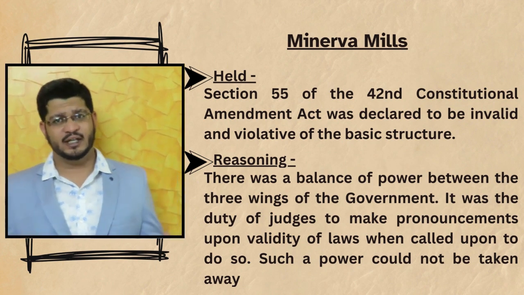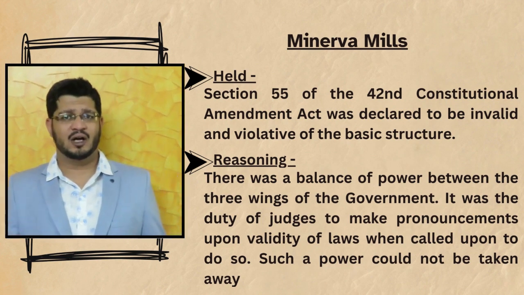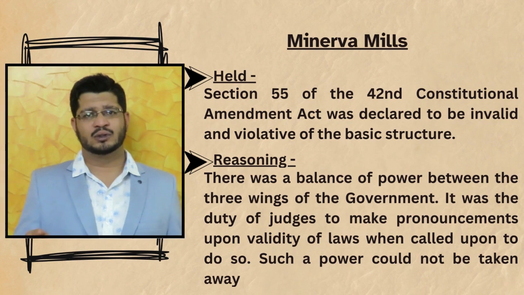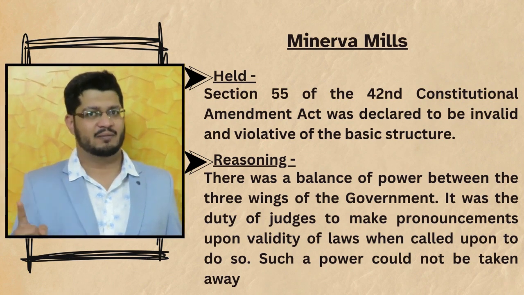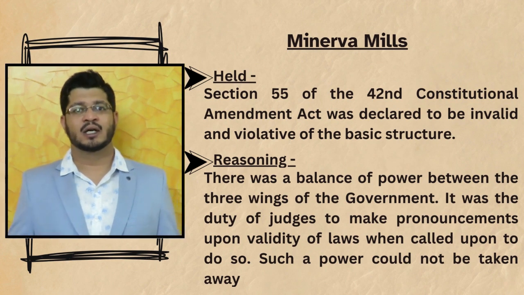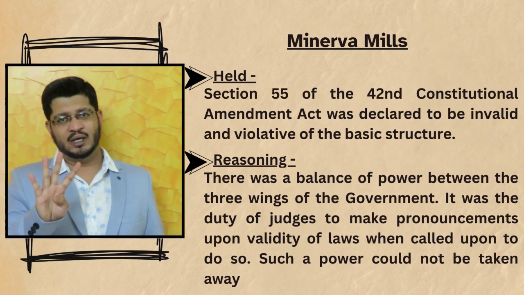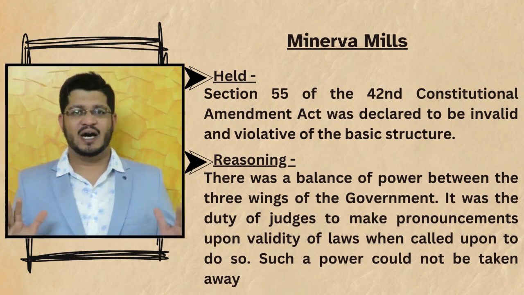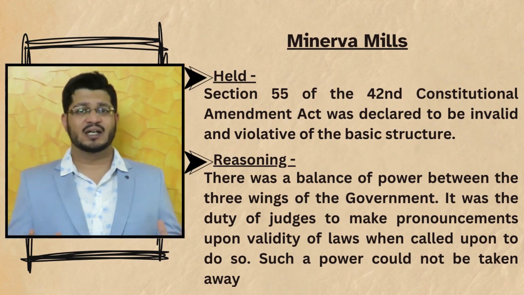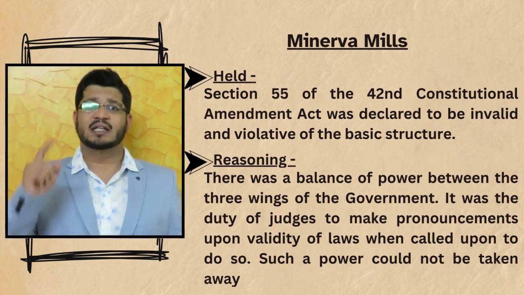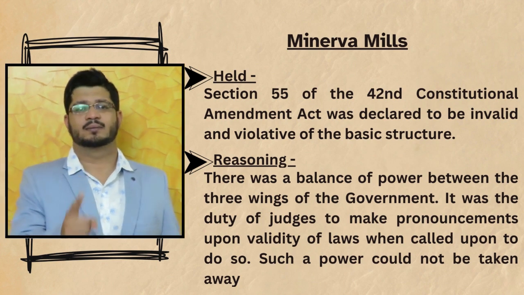It was the duty of the courts to pronounce upon the validity of laws when called upon to do so, and that function could not be curtailed by the parliament. This was the reasoning due to which the Supreme Court declared clause number 4 and clause number 5 of Article 368, which were inserted by the 42nd Constitutional Amendment, as violative of the basic structure of the Constitution.